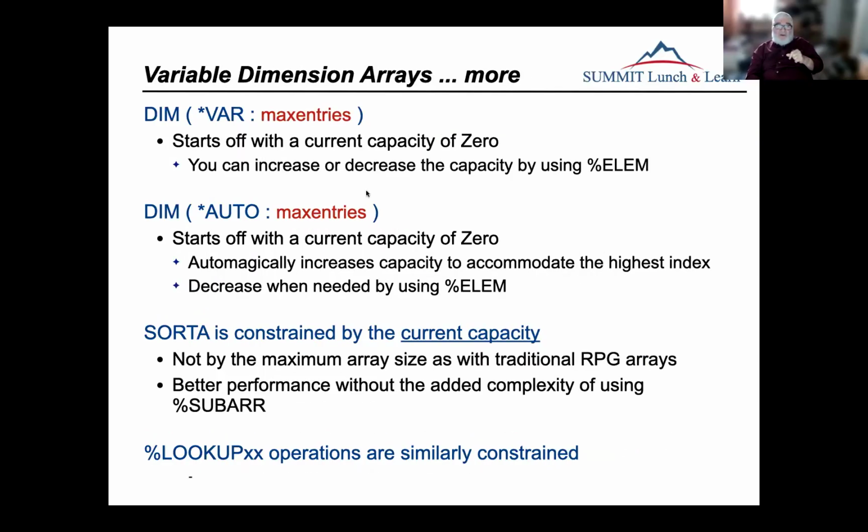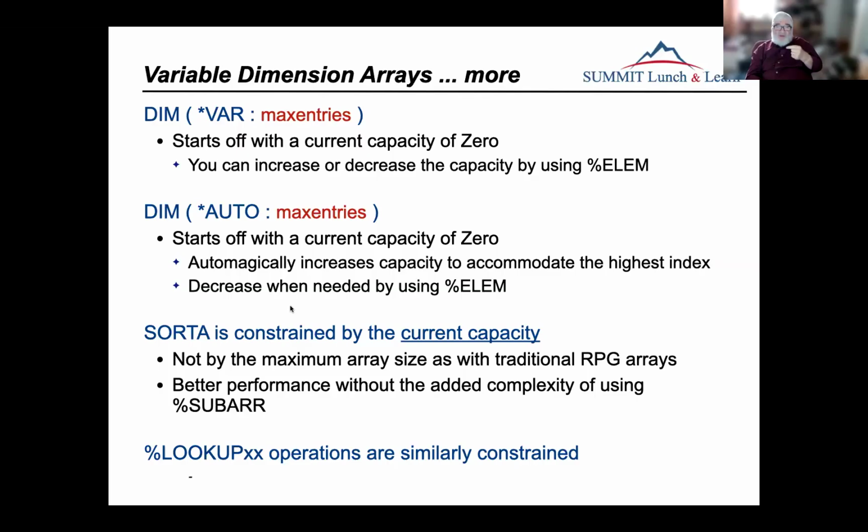The other thing you have to remember is how big the current capacity is. So when I say var or when I say auto, in both cases, you start with a current capacity of 0. Now with var, you increase or decrease the capacity by using %len, and I'll be talking about that in a moment. Similarly, auto starts with a current capacity of 0, but it will automatically increase to whatever highest index level you need, but you decrease it, as I said earlier, by using %len.